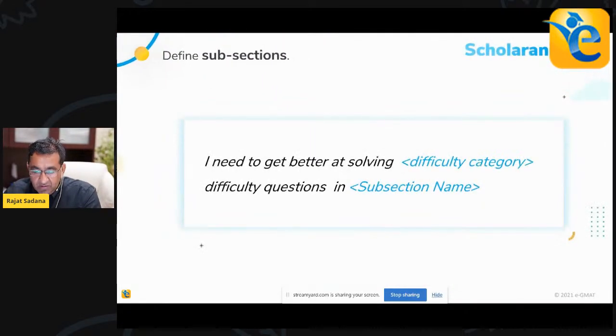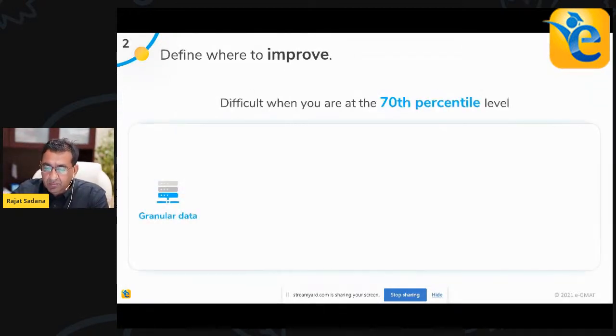Okay. So in terms of your subsectional improvement plan, one high-level statement that you have to make is, I need to get better at solving dash difficulty level of questions in this. An example of this could be, I need to get better at solving hard even-odd questions in number properties. I need to get better at solving medium distance, speed and time questions in word problems. You need to be able to look at data and define this.